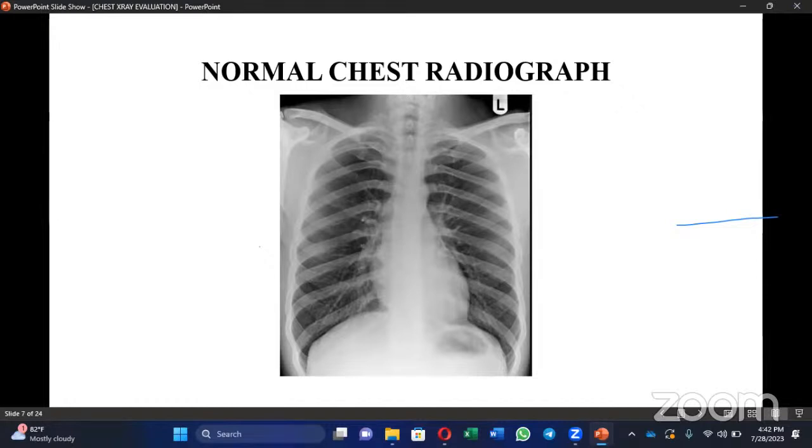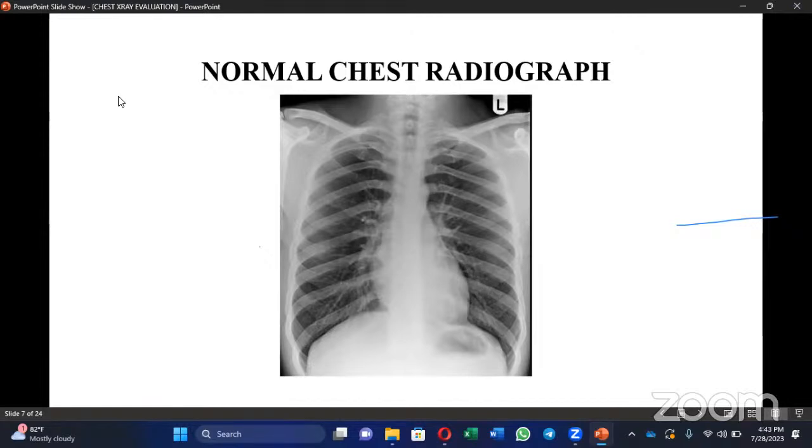Yes, I get it. Yes, so every X-ray image is read as if the patient was standing in front of us face to face, okay? So the patient's left will be our right and the patient's right will be our left, just like that. That's the reason why we have the L, which is left, on the right side.